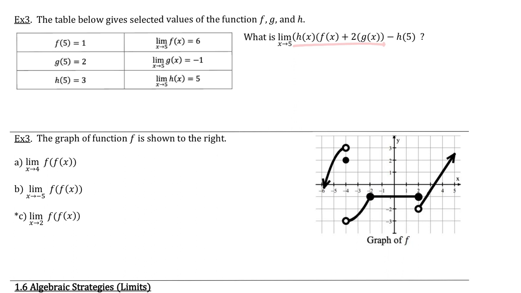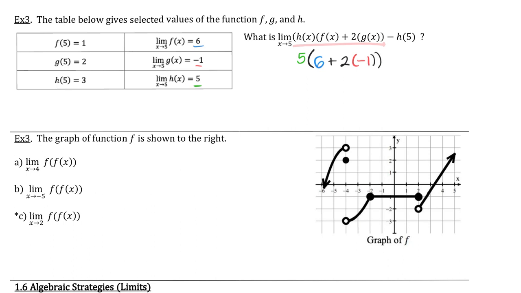So the limit as x approaches 5 of h of x is 5. And then in parentheses, the limit as x approaches 5 of f of x is 6. Plus 2, the limit as x approaches 5 of g of x is negative 1.